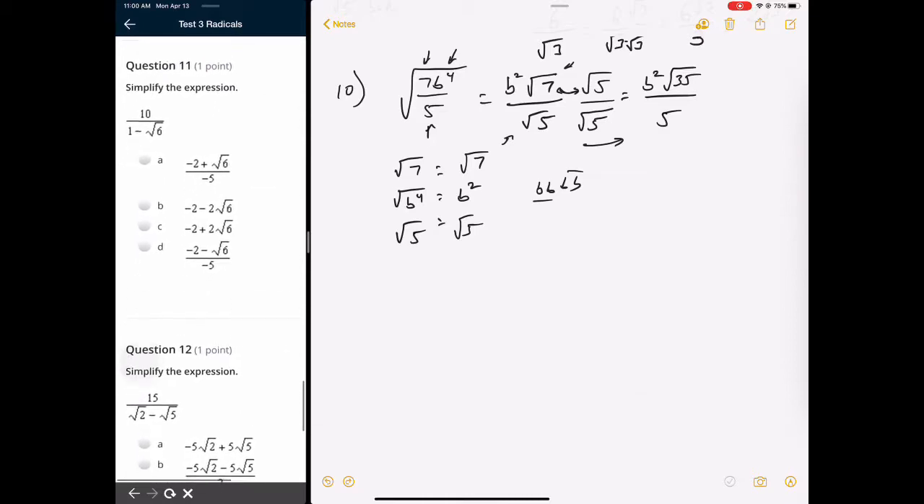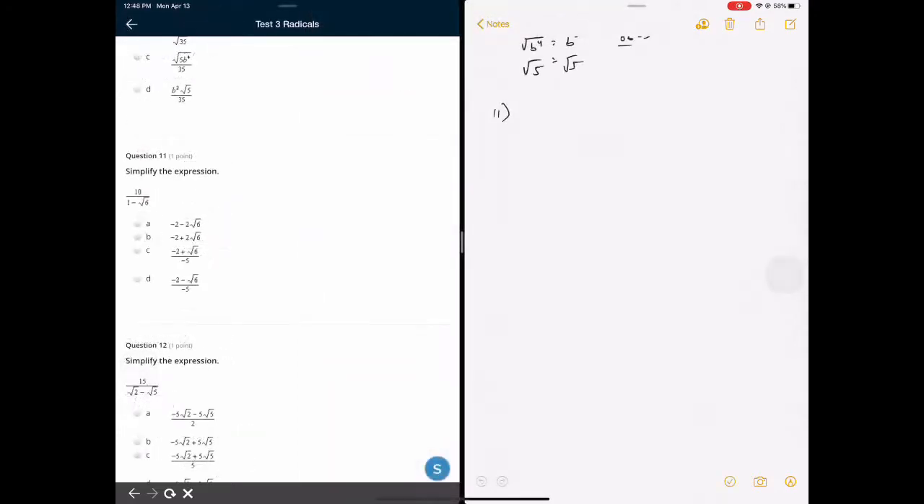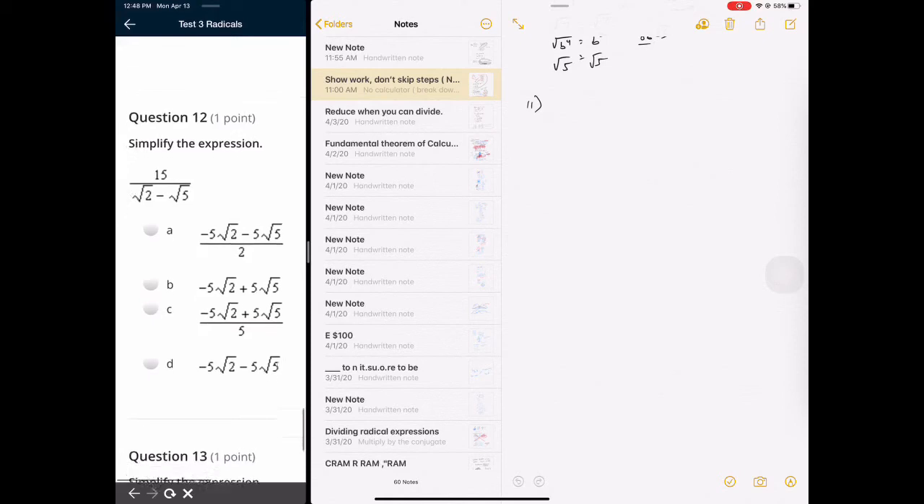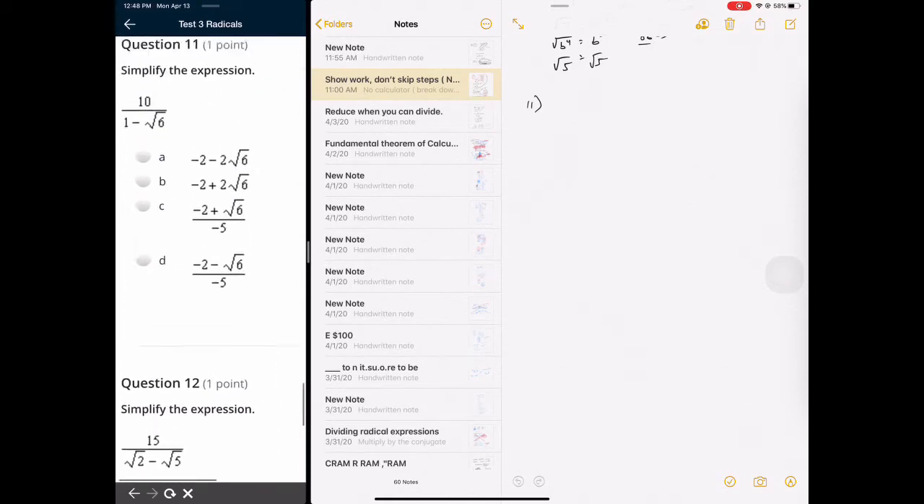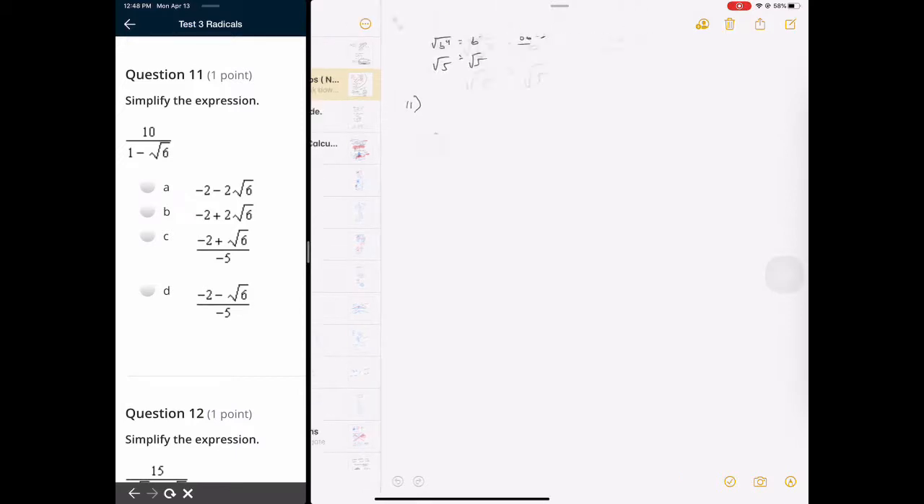Number 11 is a different type of problem, so we're going to work on that real quickly. Okay, for question number 11, this is a fraction type. Now, when we're looking at these fraction types, we have to be careful because we're not allowed to have square roots on the bottom, but this is a special type of square root. There's two terms, it's a binomial. So we had a special way of doing this, and we practiced this on IXL again. So if you need more practice, go back to the IXL and do this problem.